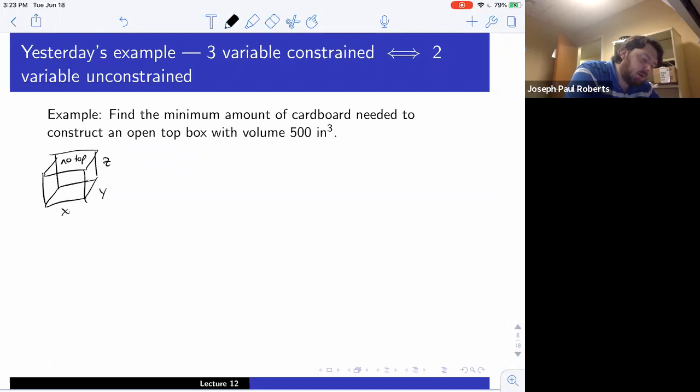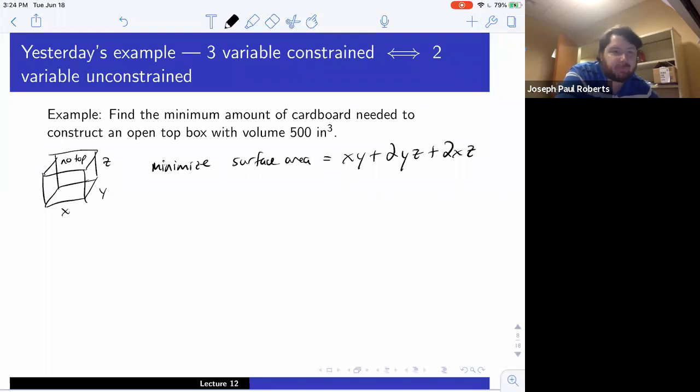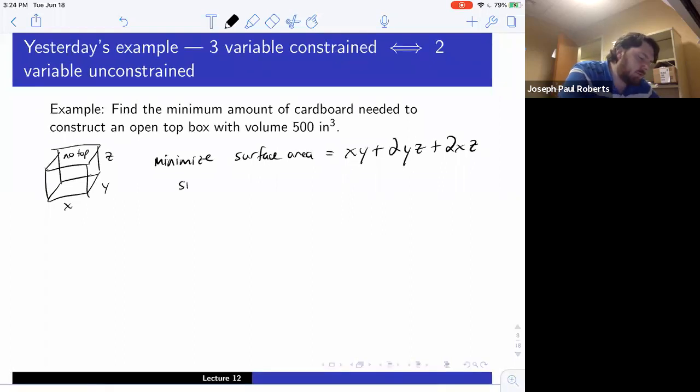So anyway, we want to minimize cardboard. So minimize surface area, which is xy plus 2yz plus 2xz, since we're missing our top, subject to the volume, which is xyz, being 500.